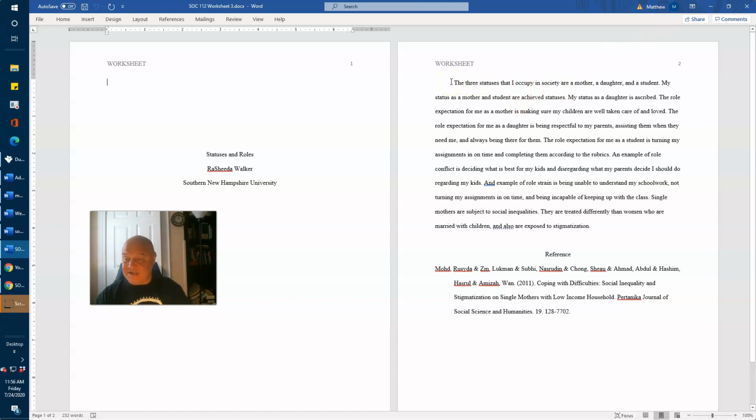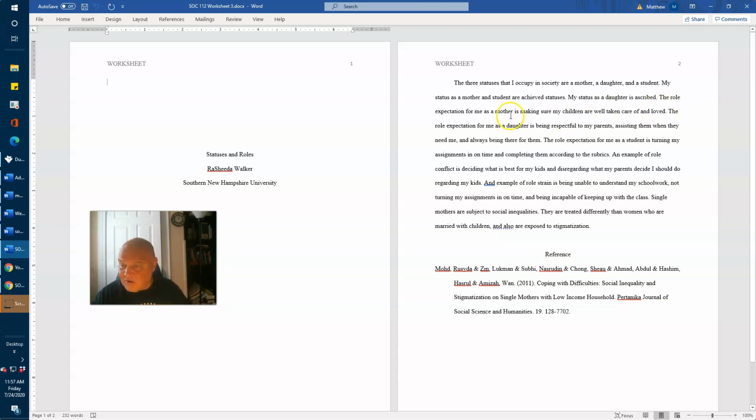First off, she correctly identified three statuses. She identified mother, daughter, student. Were they achieved or ascribed? Most people got this. Some people had some rather odd interpretations of what ascription is. But her status as a daughter is ascribed. An ascribed status is something that is involuntarily taken on, something for which we have no choice. I mean, I'm a white male, 63 years old. She did a good job of identifying there.